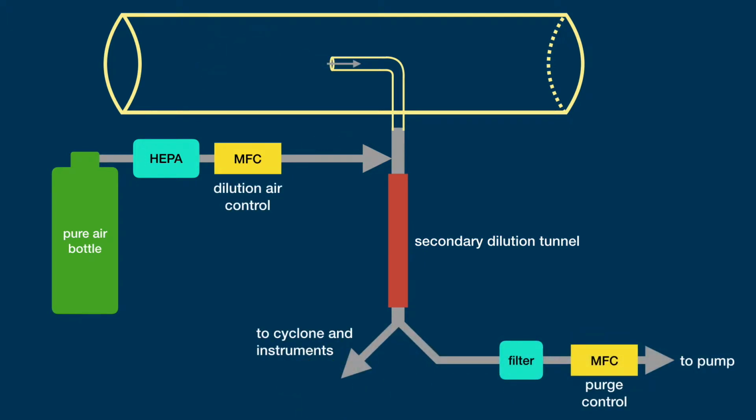The flow rate through this purge line is controlled by a second mass flow controller designed to have its outlet connected to a pump. In this system, to achieve a 100 to 1 dilution ratio, we would supply 100 liters per minute of dilution air and purge 83.3 liters per minute. With 16.7 liters per minute of air being pulled through the cyclone by the aerosol instruments, 1 liter per minute of sample would have to enter the probe to balance the flows, and that would result in our 100 to 1 dilution ratio goal.